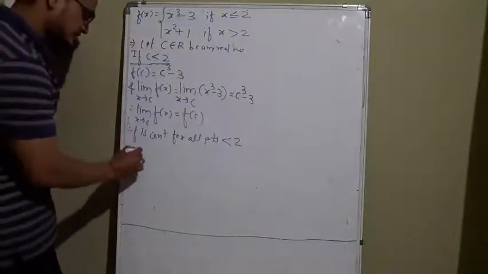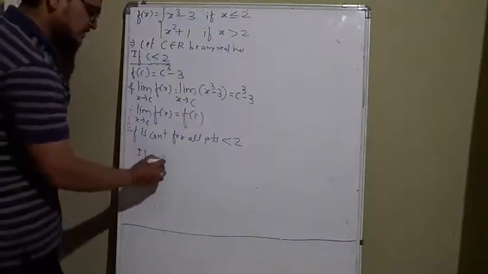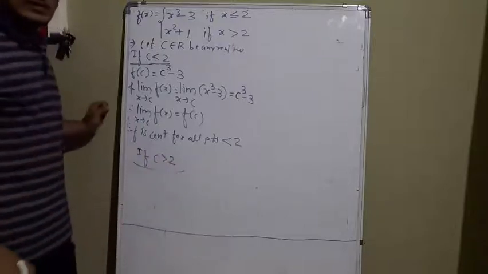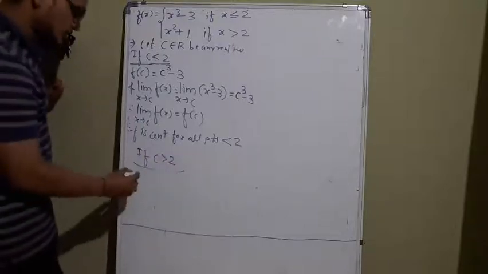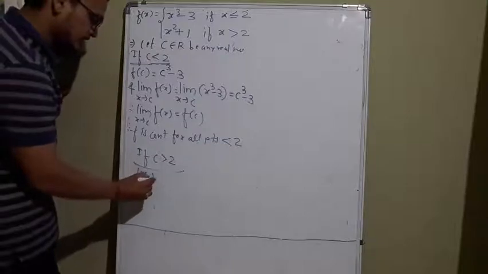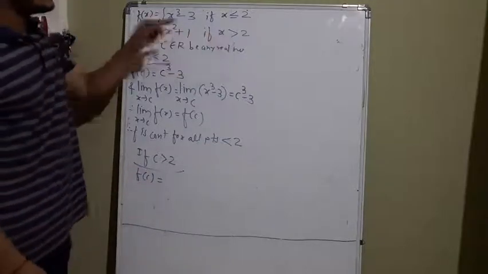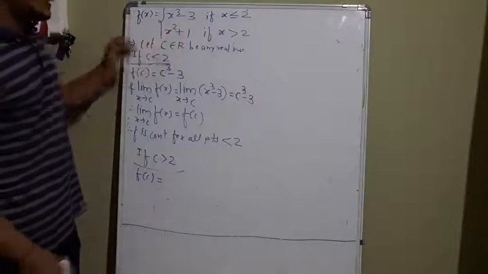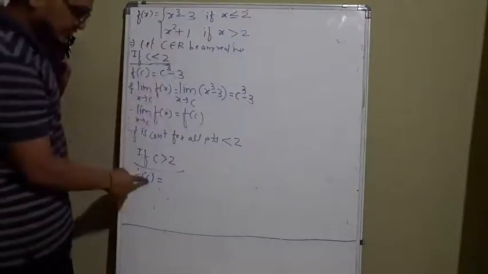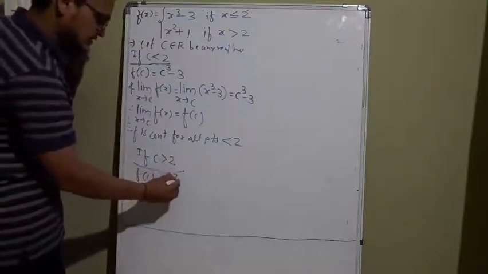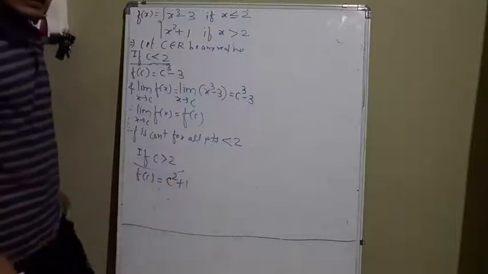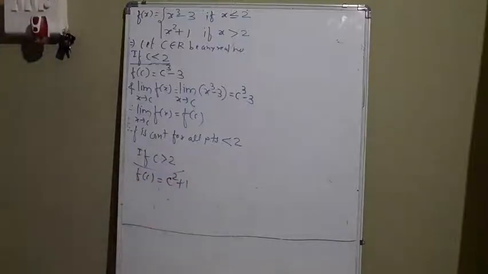Okay, next, if c is greater than 2. So for this, f of c is equal to, for greater than 2 the function is x square plus 1. But in the place of x I am having c. So it is c square plus 1.